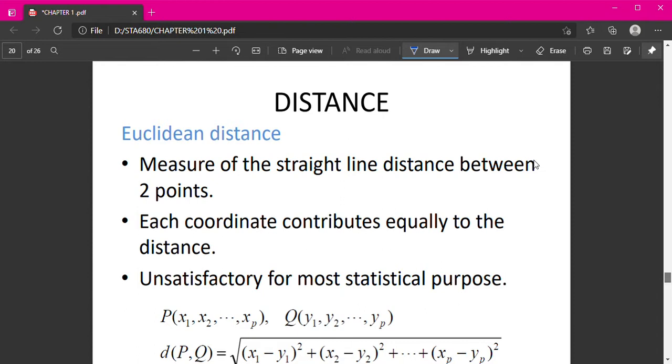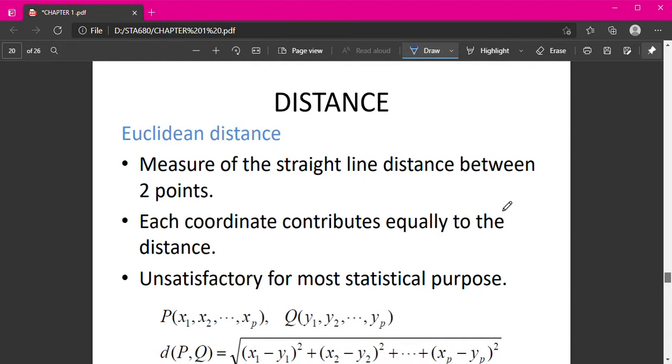Okay, we move to the next topic, which is the distance. Okay, dalam multivariate ni distance are very important to calculate. So we have two type of distance, which is the Euclidean distance dan juga statistical distance. So later you need to know how to differentiate between the Euclidean distance dan juga statistical distance in terms of the definition dan juga the formula of the distance. Alright. Okay, we go to the first distance dulu, which is the Euclidean distance.